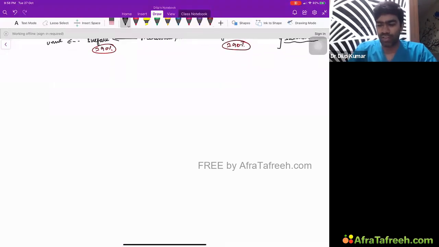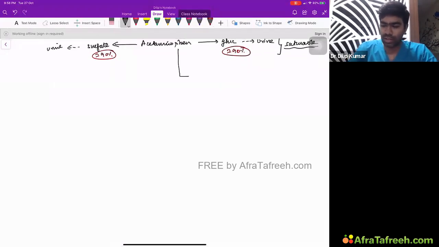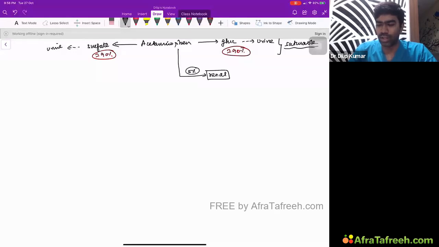And there is a small 5% elimination through the renal route. So directly paracetamol can be excreted through the kidneys, unchanged in the urine. Without glucuronidation or sulfation, it can be excreted. That contributes around 5%. And 5% is metabolized by the cytochrome enzymes in reality.